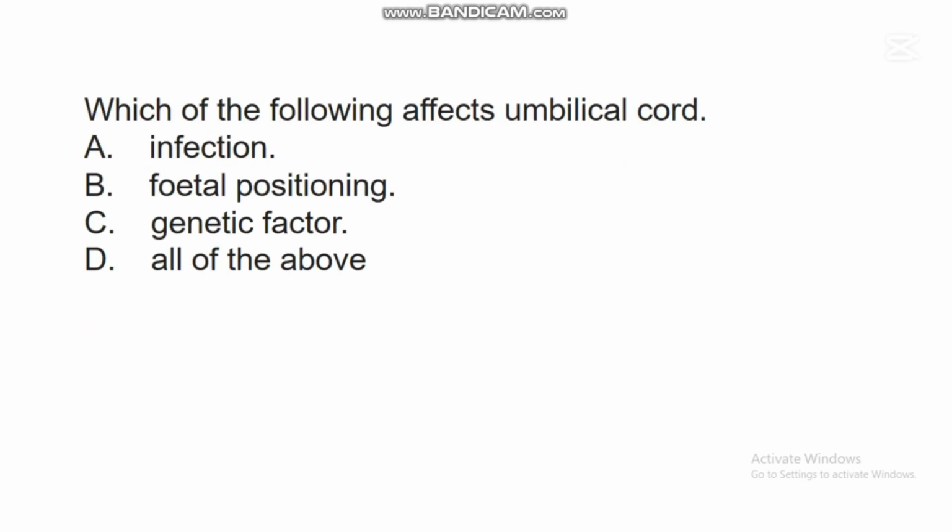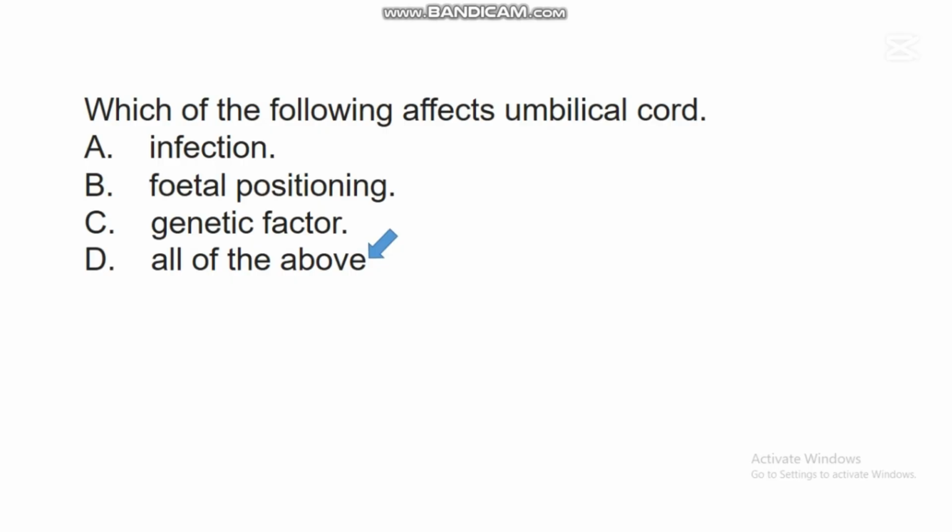The next question says, which of the following affects umbilical cord? A. Infection. B. Foetal positioning. C. Genetic factor. D. All of the above. In this question, the correct answer is D. All of the above. There are many factors that affect umbilical cord. One of these factors is infection.